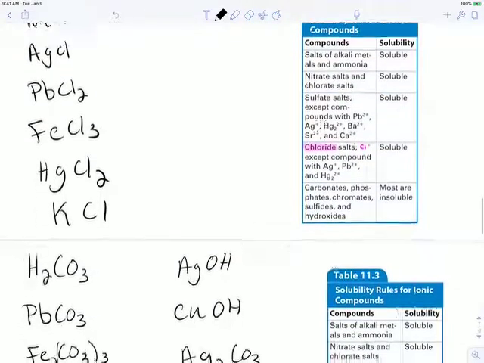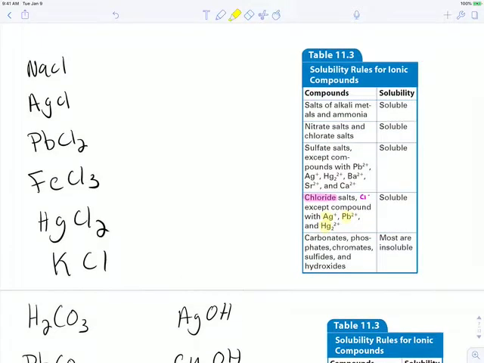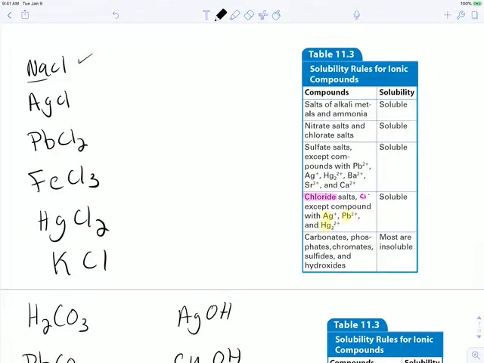All right, for chloride salts, your exceptions are silver chloride, lead 2 chloride, or mercury 2 chloride. So if we look, this one is soluble. It has a group 1 alkali metal, so it's always soluble. Silver chloride is one of the exceptions. So silver is not soluble. It's going to drop out and form a solid precipitate.